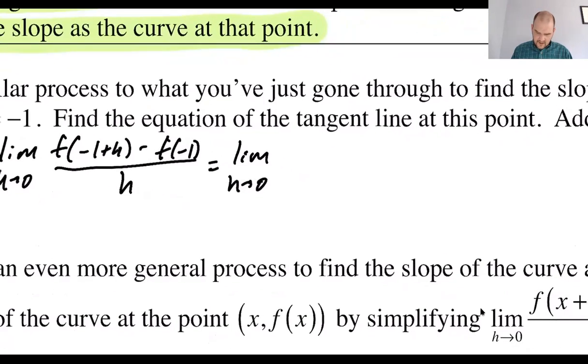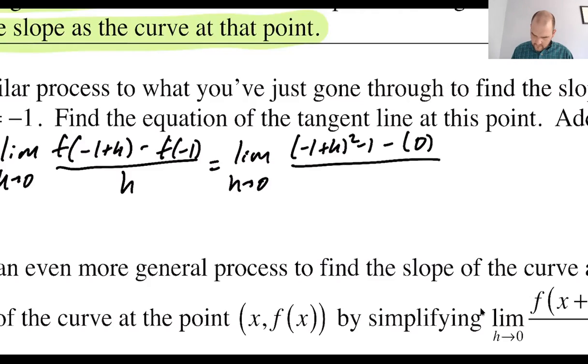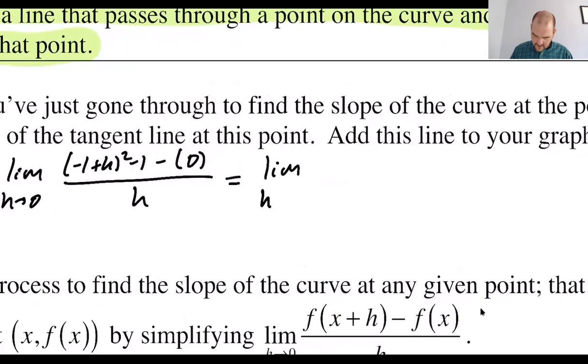And let's see. So I'm going to square it and then subtract 1. So it's the quantity -1 plus h squared minus 1 minus f of -1, which was, I'm pretty sure, 0, over h. So still writing limits, a lot of limits here. Limit as h approaches 0. So squaring, I get 1 minus 2h plus h squared minus 1.